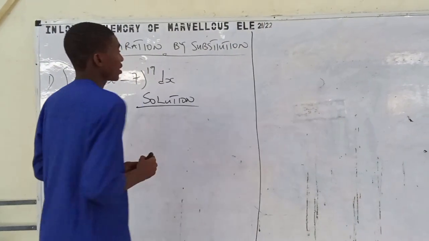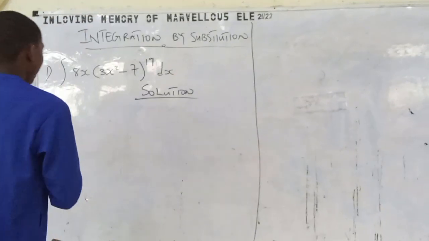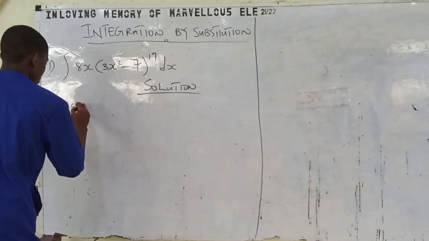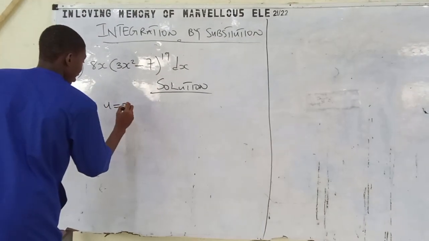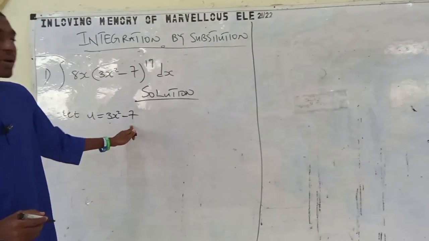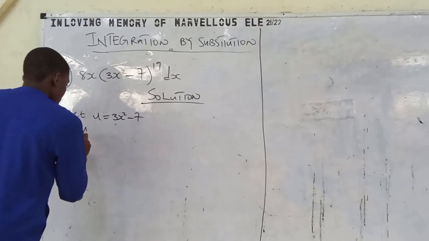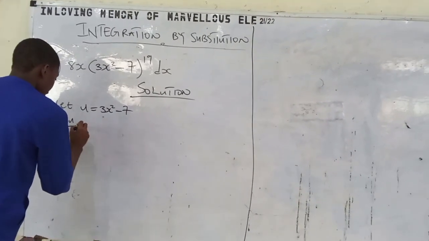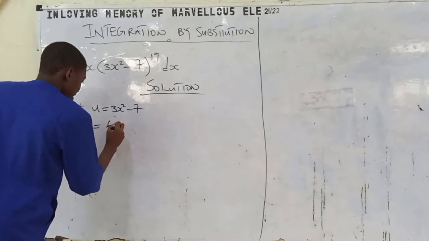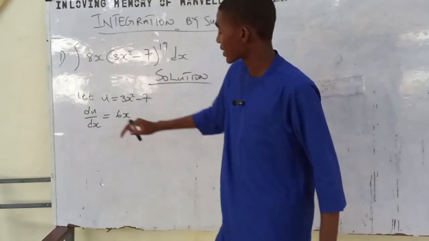So now let's solve this problem together. This is now our integration by substitution method. Let's call the one in our bracket u. So let u be equal to 3x squared minus 7. This is our u, the one in our bracket. Differentiating this now, we have that du/dx equals 6x. We differentiated this function to get our du/dx.